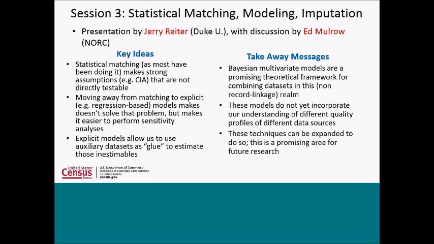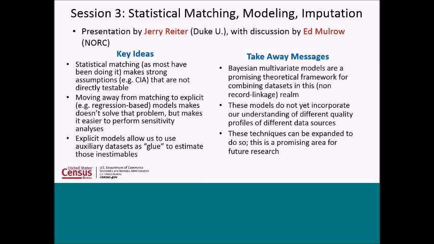One point that Jerry emphasized is that statistical matching, as most have been doing it, makes strong assumptions, traditionally the conditional independence assumption, that are not directly testable. So if you have one data set that has variables X and Y, another with variables X and Z, you match units on the X variables to get a combined data set and then fill in the holes that way by this matching procedure. You're implicitly assuming that Y and Z are conditionally independent given X. And very rarely is that assessed. What happens if that's not true? We just assume it and go on, and sometimes we don't even say that we're assuming it.